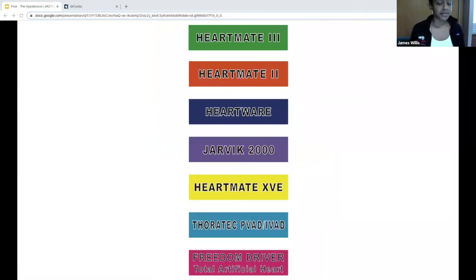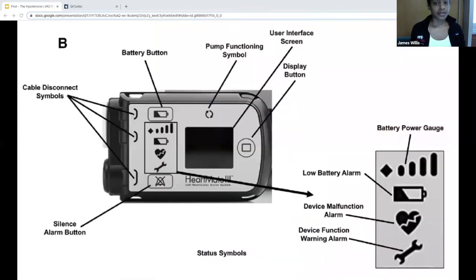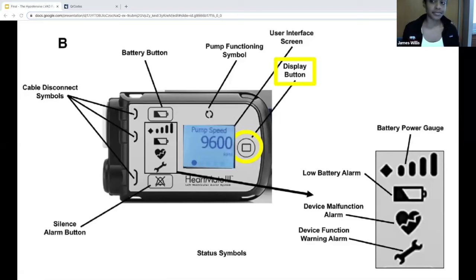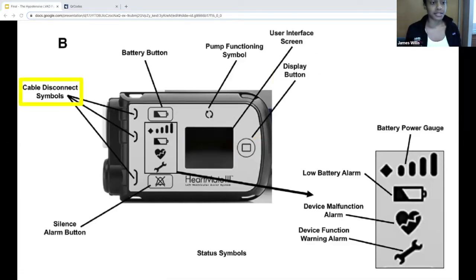Most patients have a color-coded tag on the controller specifying what device they have, what institution put it in, and a number to call. So this is a controller for the HeartMate 3 device. It's very similar to the HeartMate 2 device, which is one of the more popular devices. The pump functioning symbol should be bright green when the device is on. You can press the display button to see parameters that have been set, like speed, flow, PI, backup battery, and charge status. The cable disconnect symbols will light up if the batteries or driveline become disconnected from the controller.